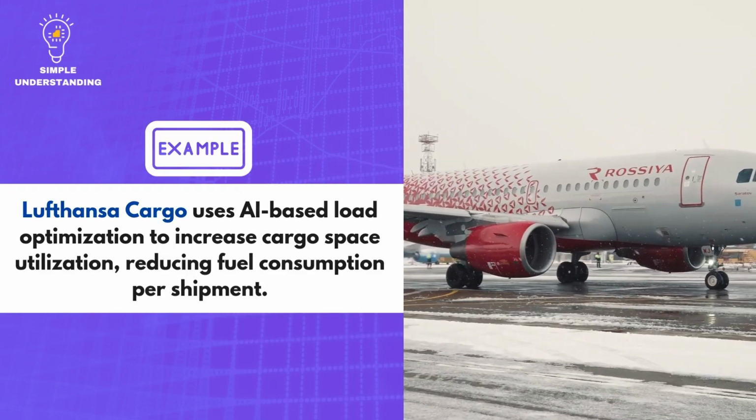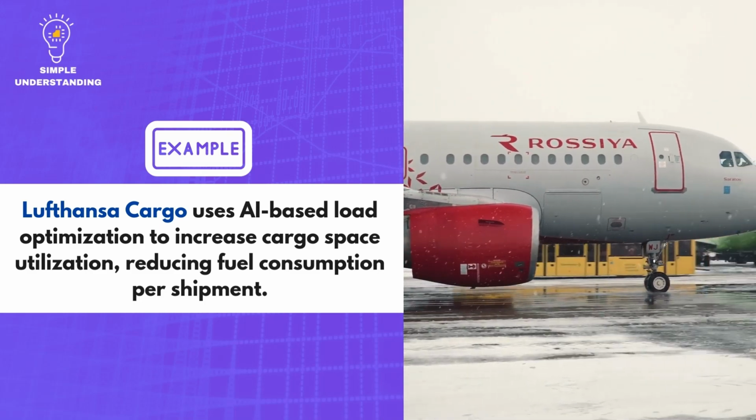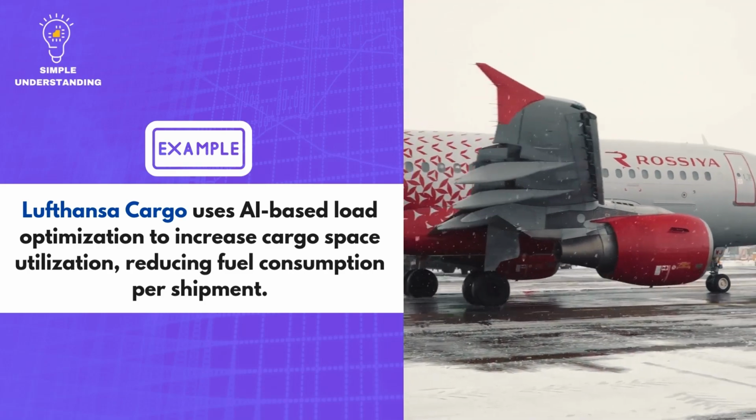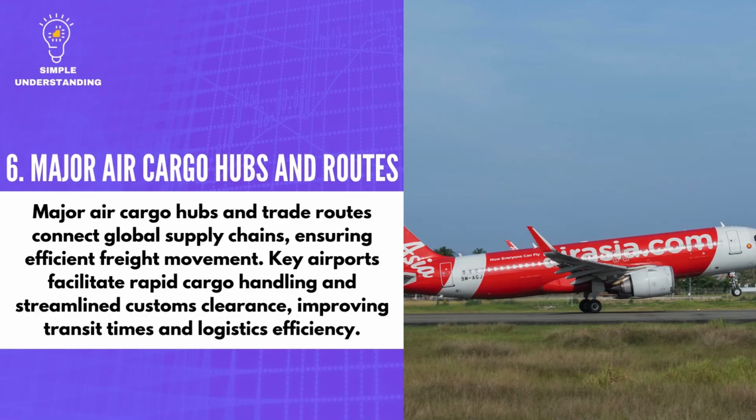Real company example: Lufthansa Cargo uses AI-based load optimization to increase cargo space utilization, reducing fuel consumption per shipment. Expansion: companies implement automated cargo weight distribution and real-time load monitoring to optimize payload efficiency. AI-powered forecasting improves capacity planning, ensuring cost-effective and sustainable air freight operations. 6. Major air cargo hubs and routes. Explanation: major air cargo hubs and trade routes connect global supply chains, ensuring efficient freight movement.